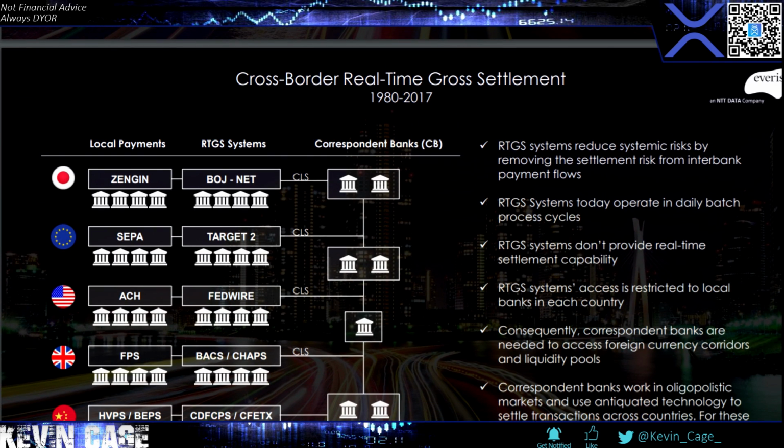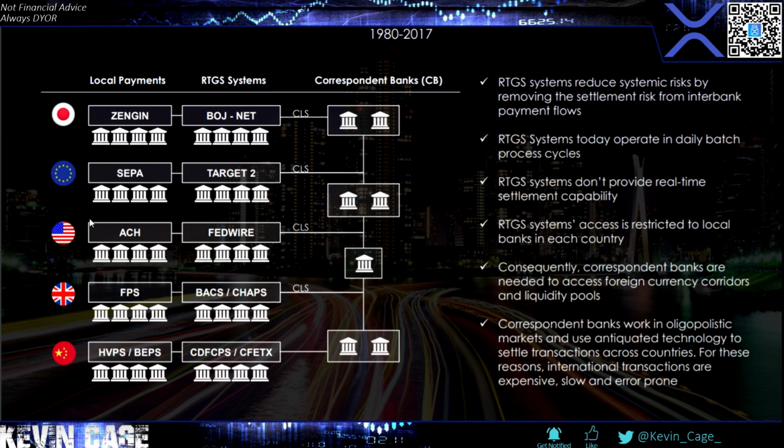So we got 1980 to 2017. We see the overall real-time gross settlement systems, the RTGS systems. We see the local payment rails. For example, we have ACH right here. And then we got Fedwire, which is the real-time gross settlement system itself. And then CLS, moving the money. Ideally, we want to replace this whole thing.